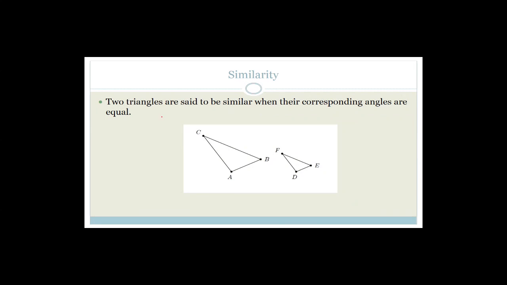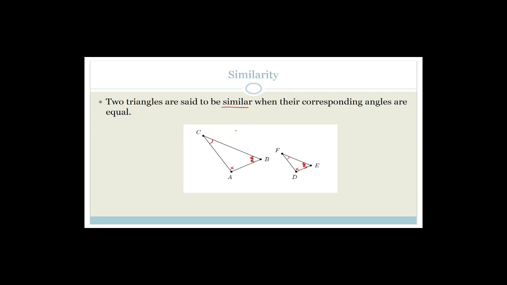Similarity of triangles. We can say that two triangles are similar when their corresponding angles are equal. In other words, if you've got triangle ABC and triangle DEF, if this angle here is the same size as that angle, and that angle there is the same size as that angle there, and this angle here is then obviously the same size as that angle there, then I can say these triangles are similar.